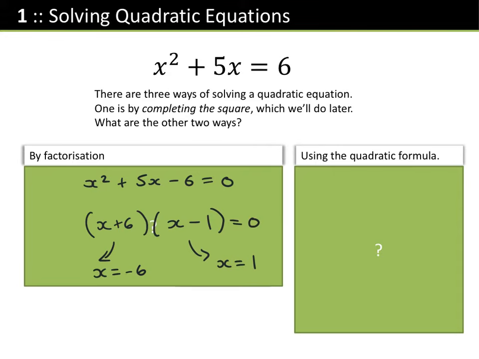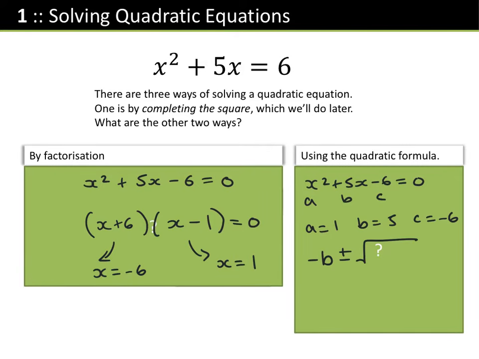Okay? Using the quadratic formula, we should be happy to use the quadratic formula. And we have our A, B, C. So our A equals 1, B equals 5, C equals minus 6. We should know the quadratic formula off by heart. Minus B, plus or minus the square root of B squared minus 4AC all over 2A. Okay, it's really important we memorise this because we are going to need this for the discriminant.